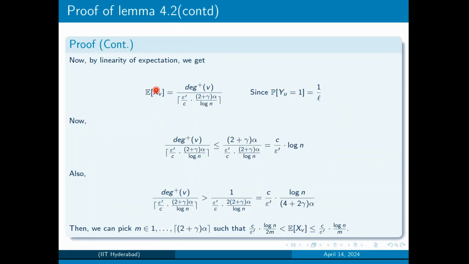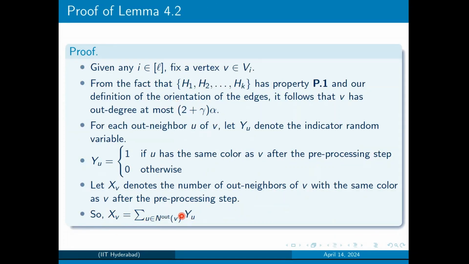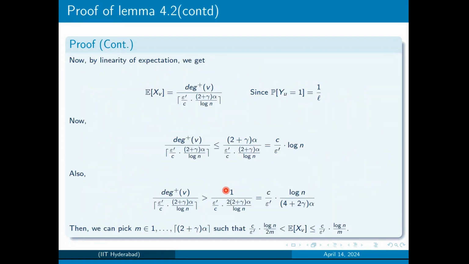Okay, so by the linearity of expectation, we can see that E[Xv] is equal to the summation of E[Xuv]. Since the probability that Yu equals 1 is 1 by L, where L is this quantity, by linearity of expectation we can say that the expected value of Xv is equal to the out degree of v by L. Now, since the out degree of v is at most this quantity, this E[Xv] can be bounded by this value.